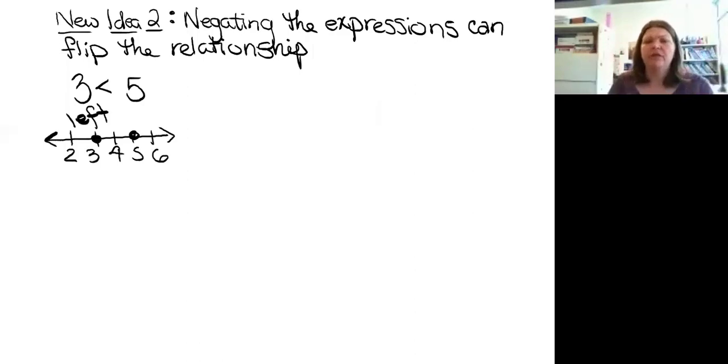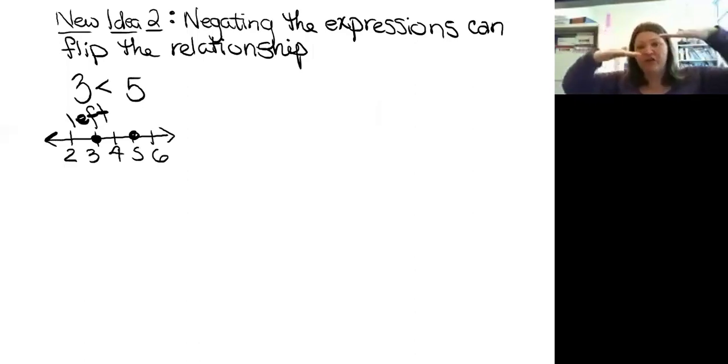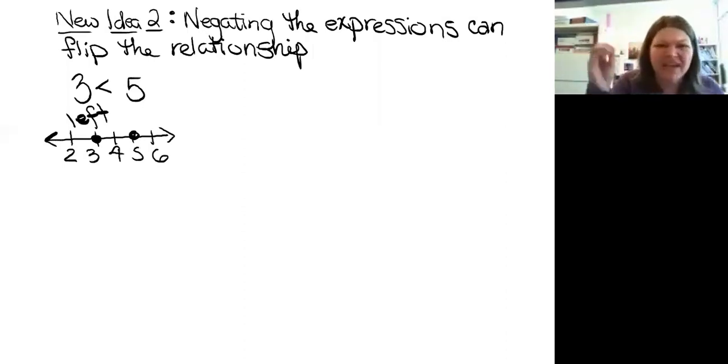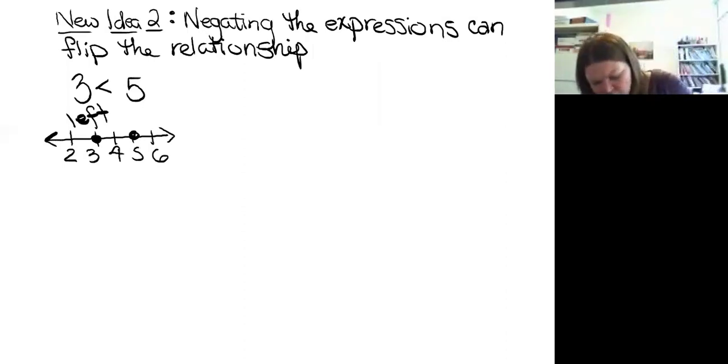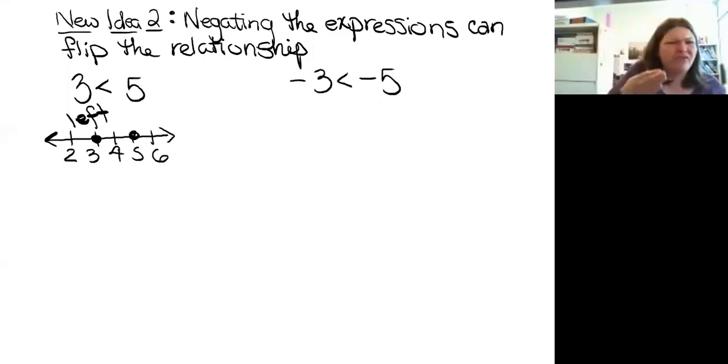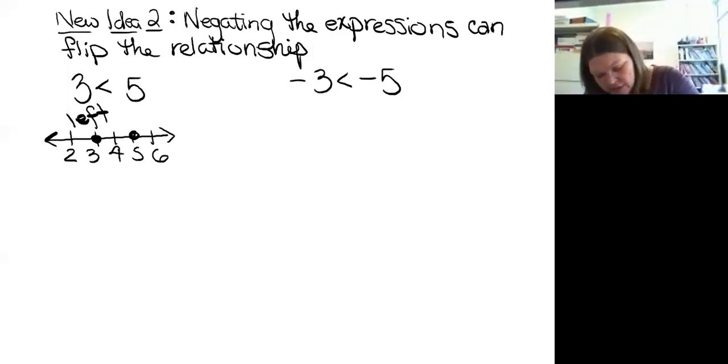Now, there's something I could do to both sides of this inequality, because it's just two expressions, to flip the relationship, to take it from 3 is less than 5 to flipping the relationship. And that would be negating both sides. Exactly, Bianca, brilliant. Bianca said, make them negatives. Imagine if they were both negative. Is it true that negative 3 is less than 5? I don't know. Let's look at it on a number line.